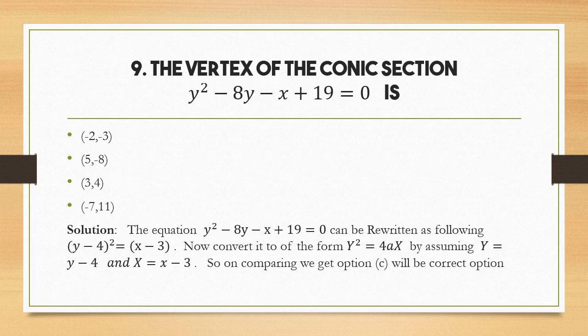So all we do is convert this into y square equals 4ax. This concept is called shifting of origin. We have done shifting of origin by considering small y minus 4 as capital Y and small x minus 3 as capital X. So with this comparison and these notations and terminologies, we got the answer as (3, 4), which is option C. We'll proceed to question number 10.